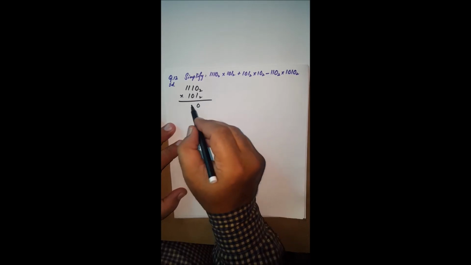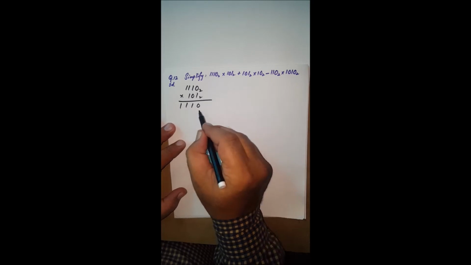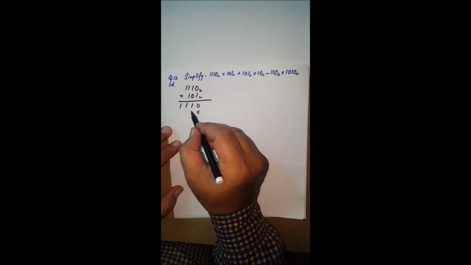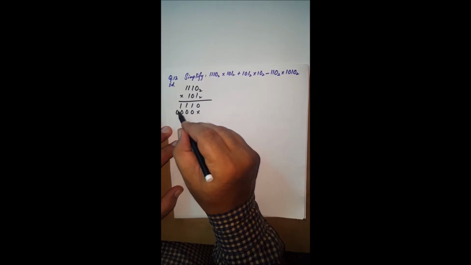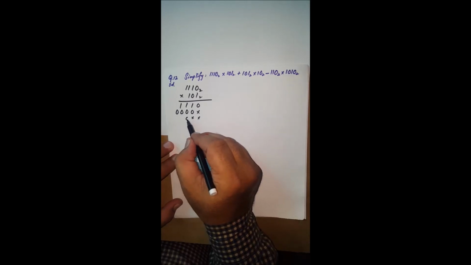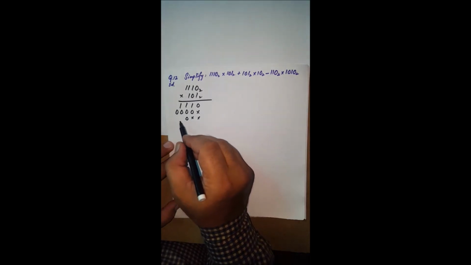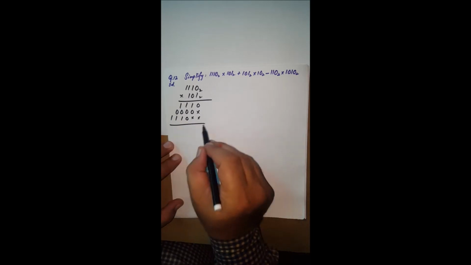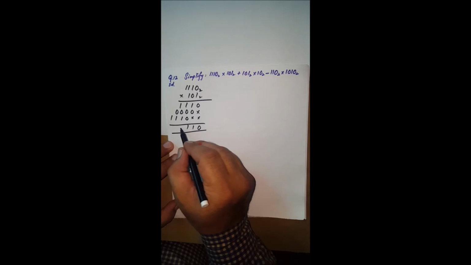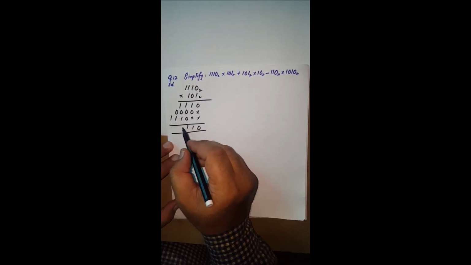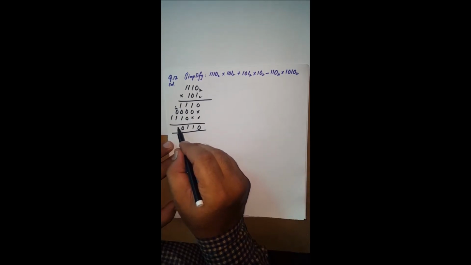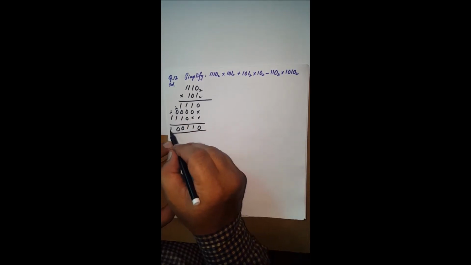0 times 1 is 0, 1 1 1 0, spacing 1 0 0 0 0. After 2 spaces, 1 multiplied by 0 is equal to 0, 1 1 1. In the last we add these numbers: 0, 1 plus 1 is 2, and 2 means 10, 0 and 1 carry. 1 plus 1 is 2, 2 means 10, 1 carry and 10.